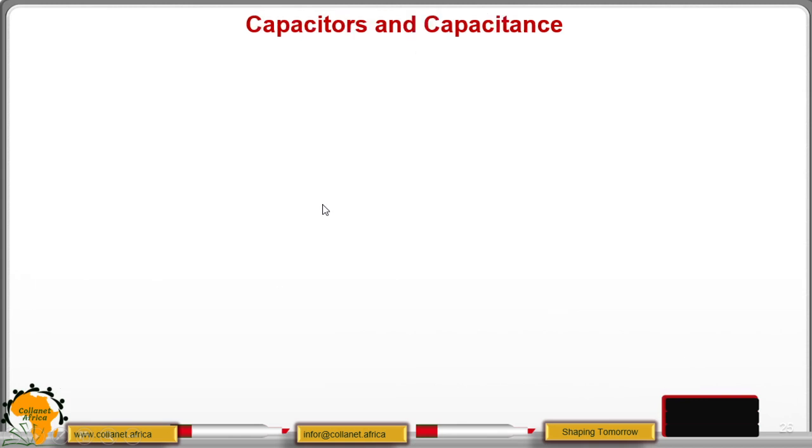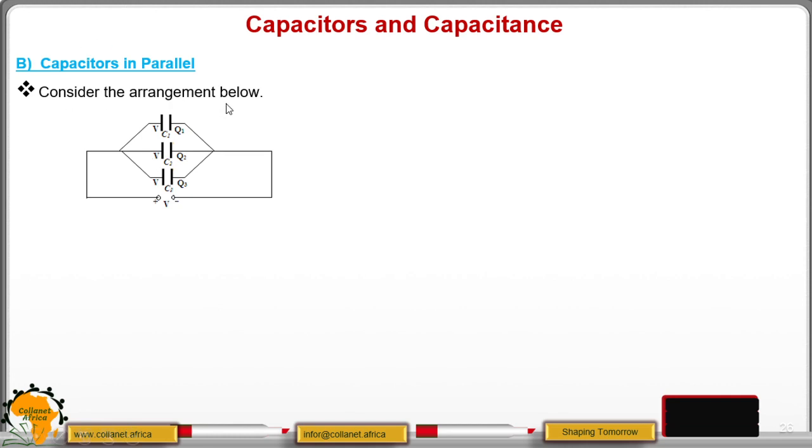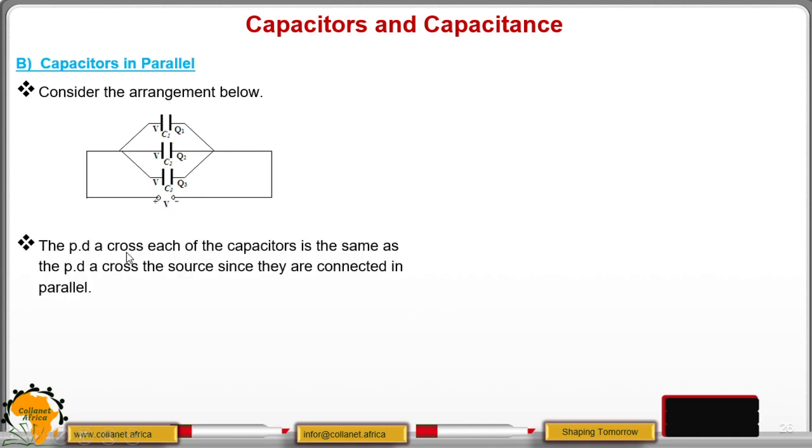Then from there, we have capacitors in parallel. We are going to consider this arrangement. We have C1, C2, and C3. They are all in parallel, but you know that for devices in parallel, the voltage across them is the same as the external voltage. So the PD across each capacitor is the same as the PD across the source, since they are connected in parallel. So the total charge will be given by Q1 plus Q2 plus Q3.